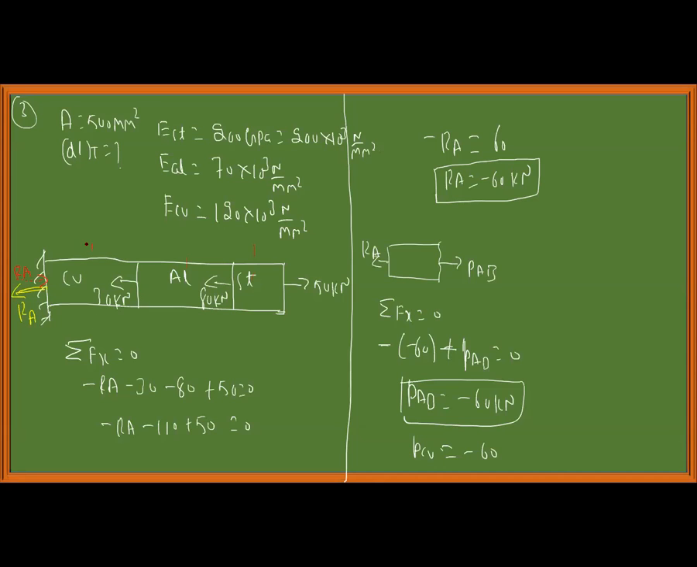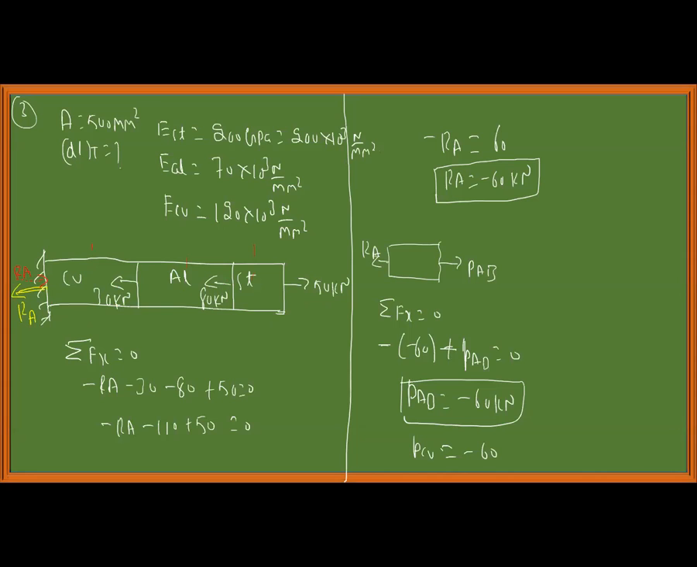Either you can take the section from the left-hand side or the right-hand side, whichever you feel comfortable with. Generally, I followed the convention of finding the reaction force first and then solving the problem. But in case you find difficulty or confusion, you can solve it by taking the section from the right-hand side also, whichever is convenient. But the method which I followed is absolutely right. The reaction force we found out was minus 60 kilonewton.